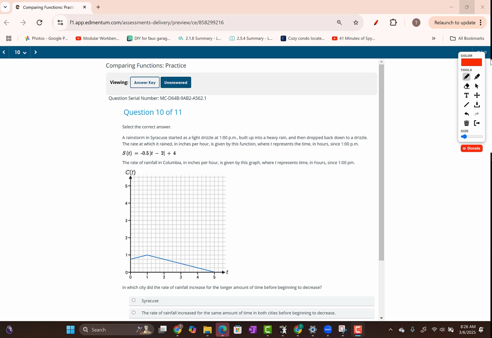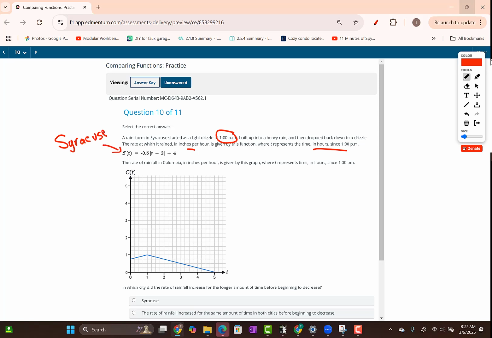Question 10. A rainstorm in Syracuse started as a light drizzle at 1 p.m. It built up into a heavy rain and then dropped back down to a drizzle. The rate at which it rained in inches per hour is given by its function, where T represents the time in hours since 1 p.m. So again, this is the equation for the city of Syracuse.